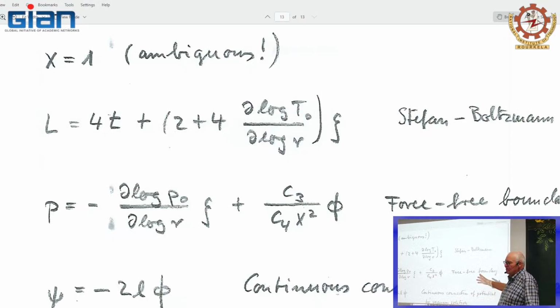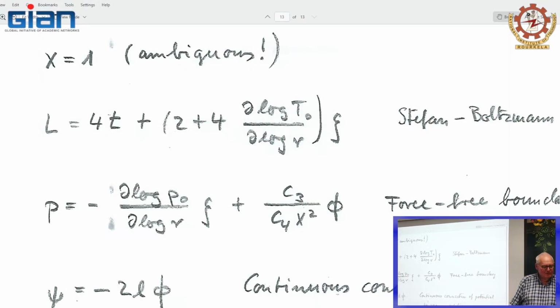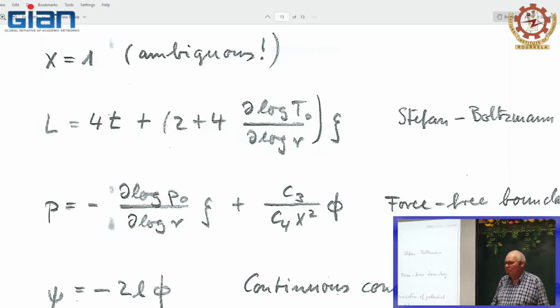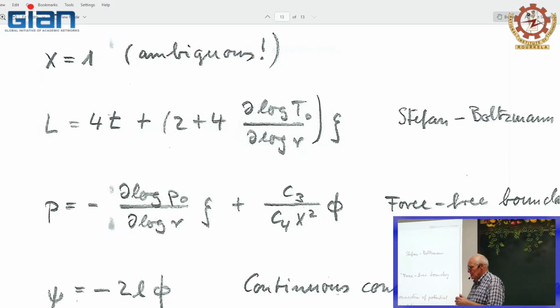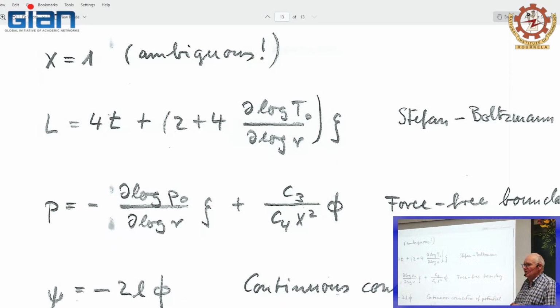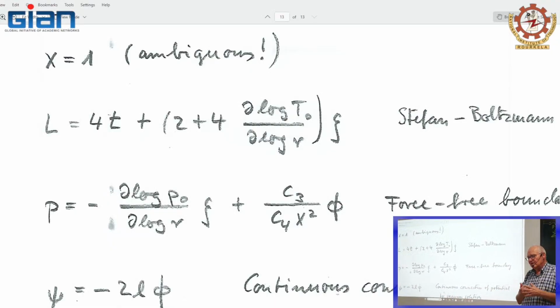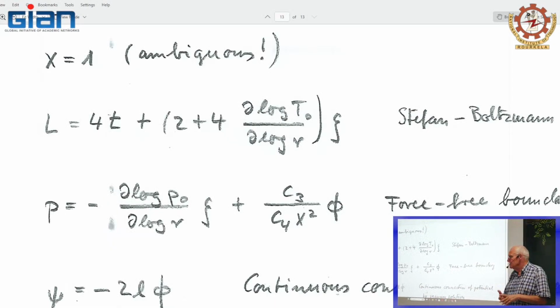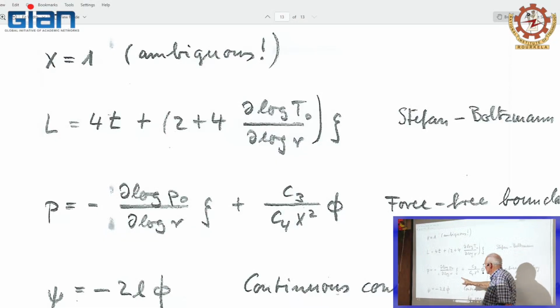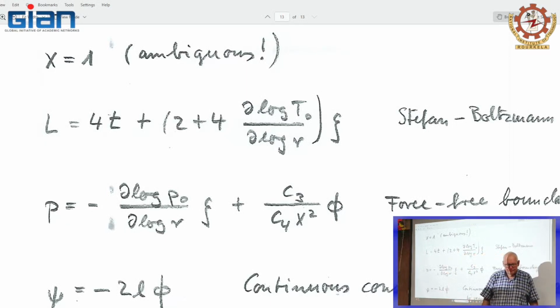Another boundary condition is obtained by the requirement that we want to have a force-free boundary. Previously, in the case of radial perturbation, it was that the Lagrangian pressure perturbation vanishes. The same condition, Lagrangian, not Eulerian, pressure perturbation vanishing, is in the new variables given by a linear combination of the Lagrangian displacement plus the perturbation of the potential.